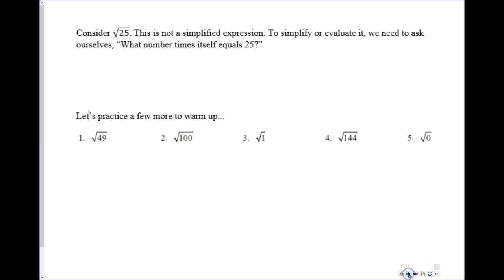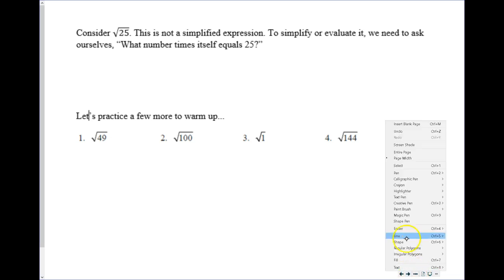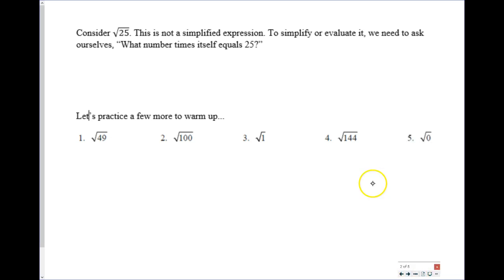So let's consider a radical expression of the square root of 25. If I ask you what this means, you're asking yourself what number times itself equals 25. Notice that this is not simplified. You wouldn't go around saying that I have square root of 25 pencils. You would say I have 5 pencils. So the square root of 25 is not simplified.